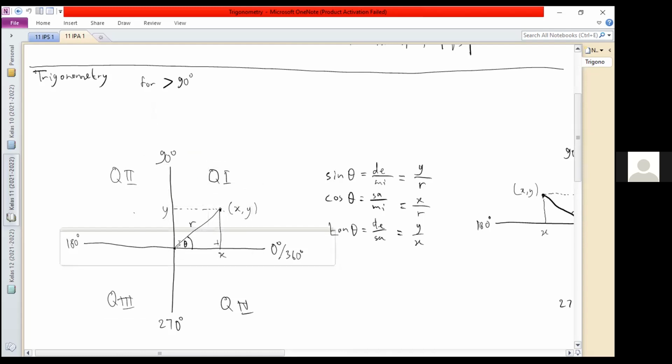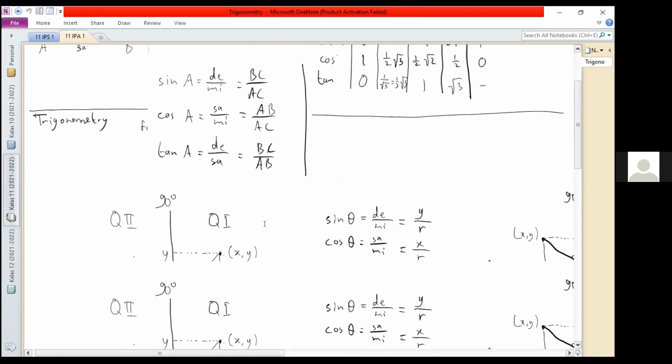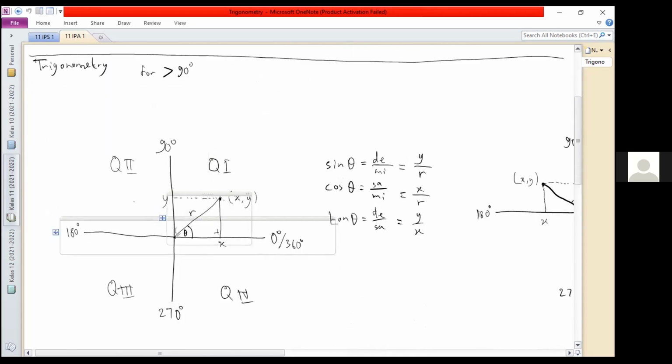We have this coordinate plane, the Cartesian plane. We construct the new definition by using the old definition. By using the old definition, the sine is opposite divided by hypotenuse. We can redefine it as y divided by r. Cosine, we define as x divided by r, and tangent is y divided by x. The coordinates x and y are the coordinates of this point, and r is the length of this line.